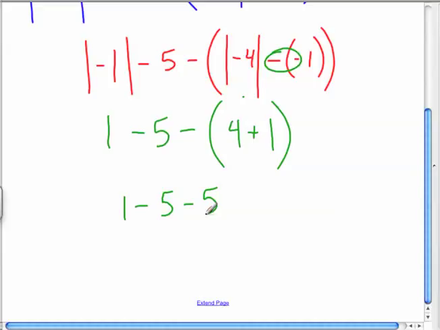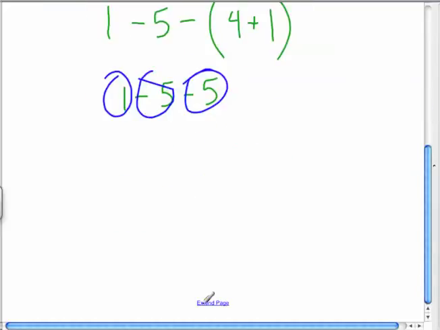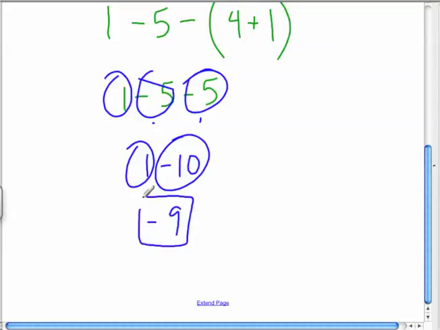And guys, that leaves me with 3 terms. +1, -5, and -5. I'm going to add my negatives first. If I've got 5 negatives here and 5 negatives there, that means I've got 10 negatives. Okay? Now I'm left with 2 terms, a +1 and a -10. And when I combine those, I get -9.